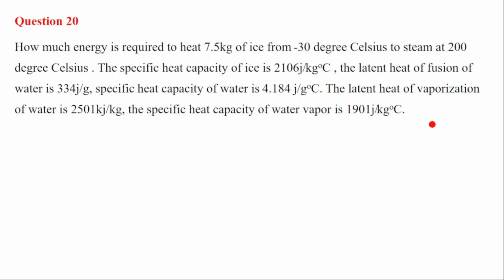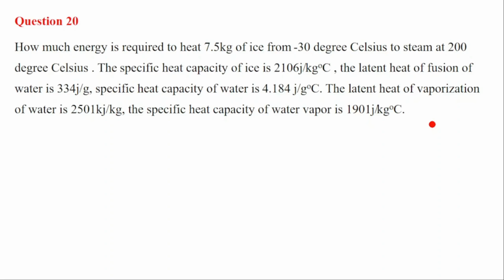That will be the second step. The first one, to convert the ice from minus 30 to ice at 0 degrees Celsius. The second step, ice at 0 degrees Celsius to water at 0 degrees Celsius, the changing phase. The third step, we will need the heat to convert water at 0 degrees Celsius to water at 100 degrees Celsius. So that also increases the temperature without changing the phase. We will take the mass times the specific heat capacity times the change in temperature.